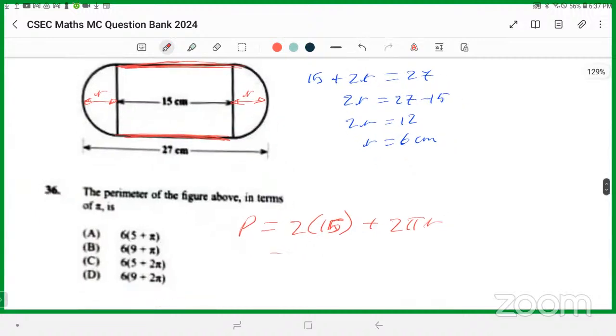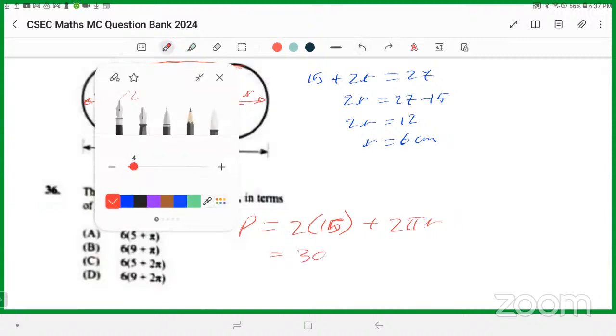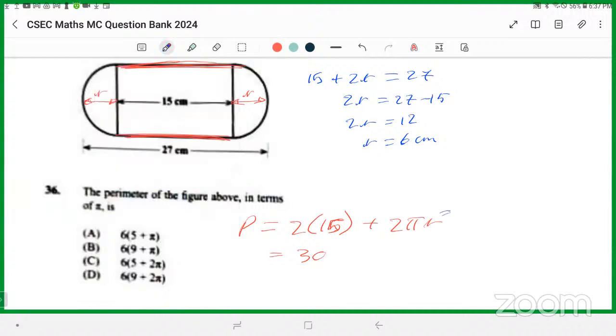So this becomes 2 times 15 is 30. Remember this r is 6. The r is 6, right? So 2 times 6 is 12. So you get 12r, plus 12 pi, sorry, 12 pi.